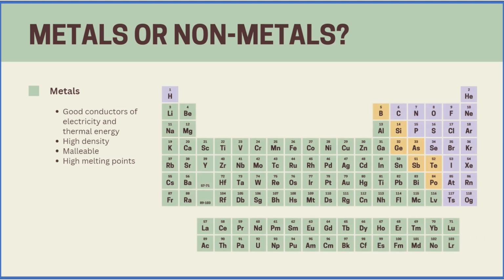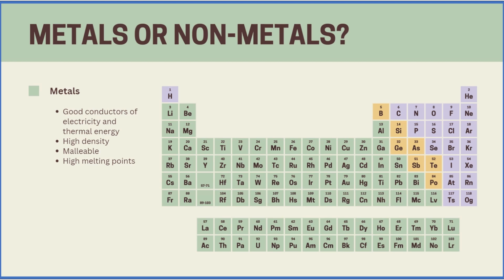Metals or non-metals, how do we understand? Okay, metals are good conductors of electricity and thermal energy. They also have high density, meaning heavy. Then malleable, meaning you can mold them into any structure, and they also have high melting points. Okay, so which are the green in color? They all are metals. You can see there, green in color, light green.